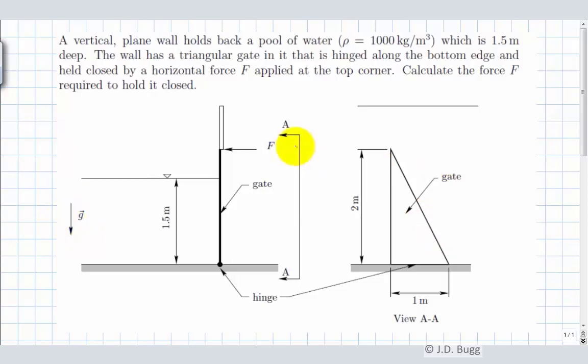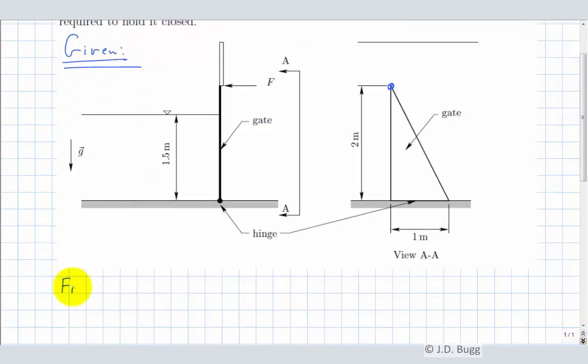We also have a second view here, view AA, which is looking at this thing from the side, and we see that the gate is triangular. So the hinge is along this bottom edge, and the force F is applied up here at this spot. We can use this diagram as our given information, because essentially everything that's given in the problem is shown on this diagram. So we'll start off by writing down what we're asked to find.